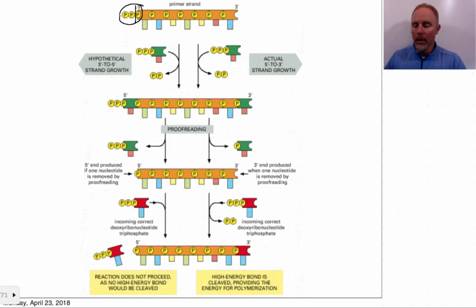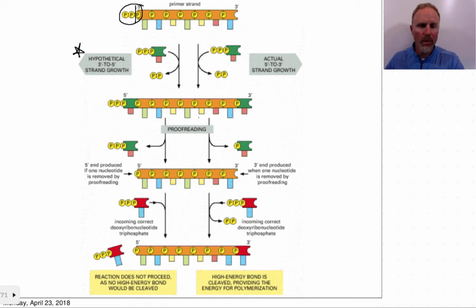Okay, so it's important that you understand this is the hypothetical way. This is not the way that it occurs, but you have to explain why it doesn't occur. So I need you to understand what's going on here. It's important to note that one of the things we talked about in the last video was that DNA can be synthesized in bacteria at 1,000 base pairs per second, but it's only 50 base pairs per second in a eukaryotic cell, and that's because eukaryotes have a proofreading mechanism. In other words, if the wrong nucleotide gets added, the eukaryotic cell has a way to correct for that.